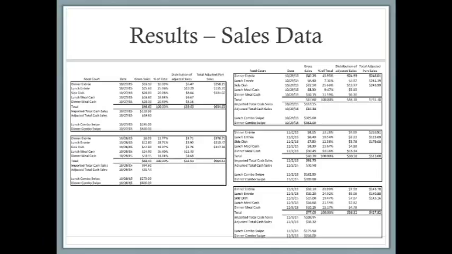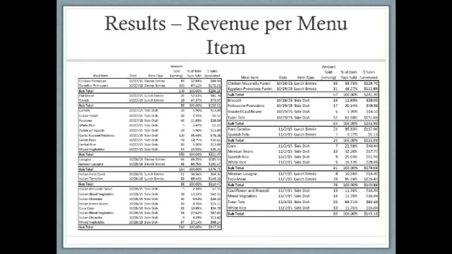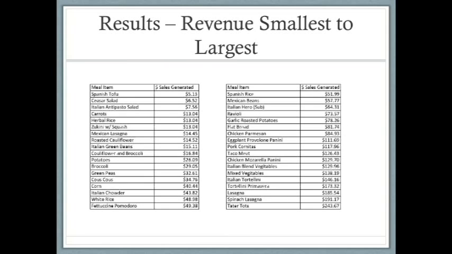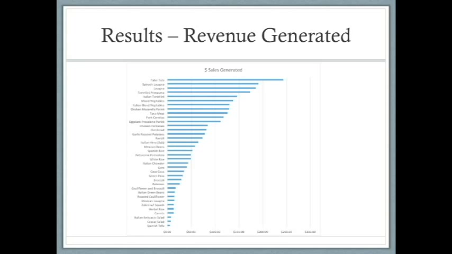And here you can see sales data that was provided to us by management. And this one is revenue per menu item. Next one, we sorted this information from smallest to largest. And also here is the same information in a graph according to the revenue generated.